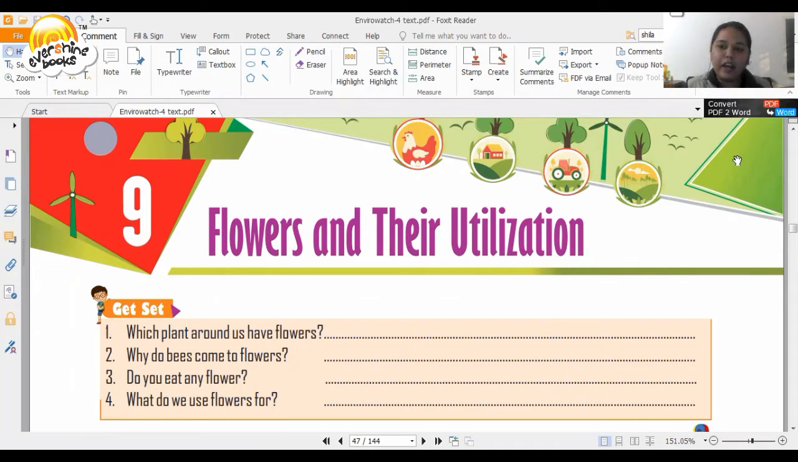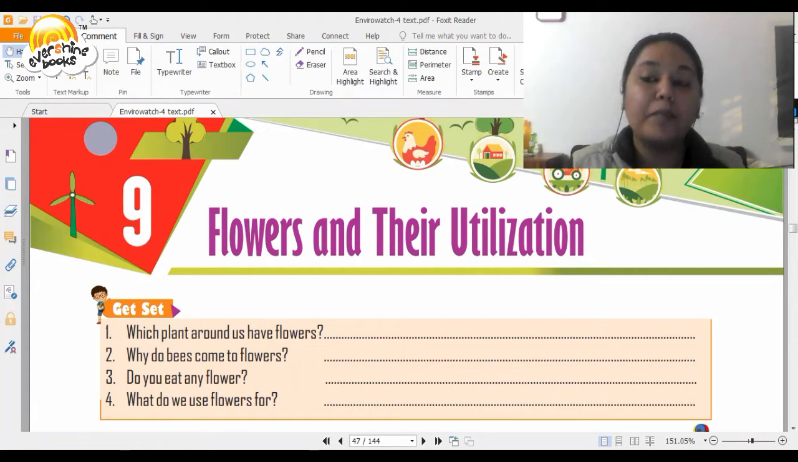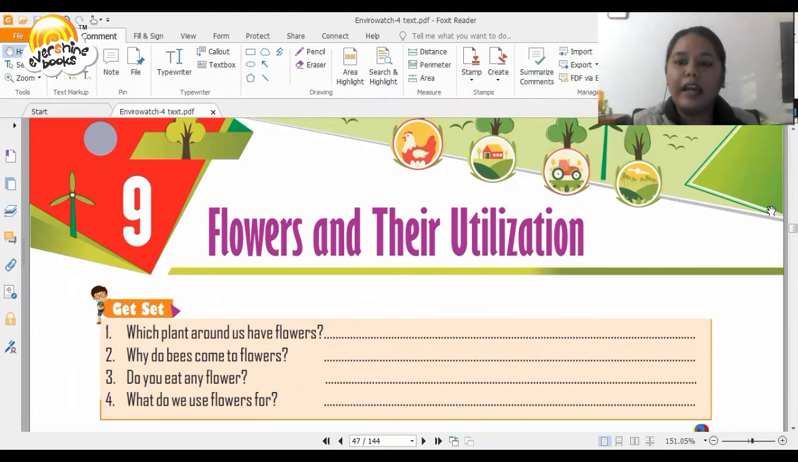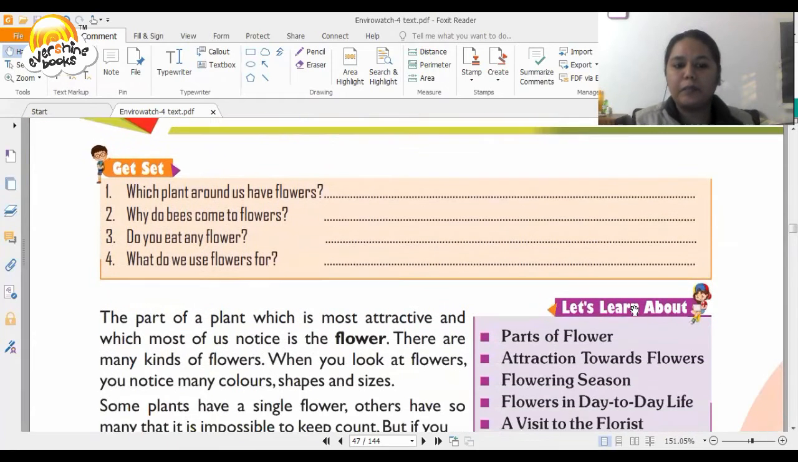All of us like flowers. My favorite flower is the sunflower. Maybe your favorite flower is a rose or maybe a lotus or maybe marigold. So we all like flowers. So let us understand more about these.